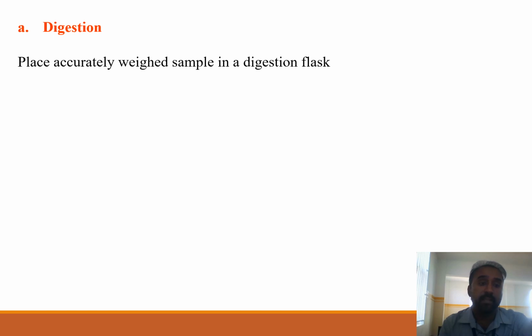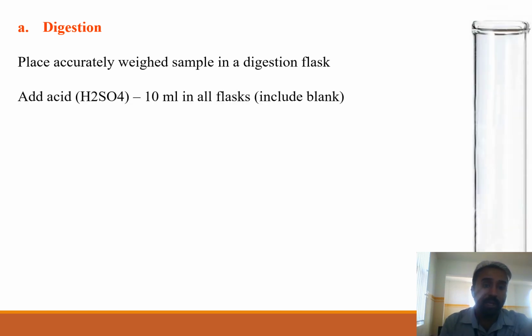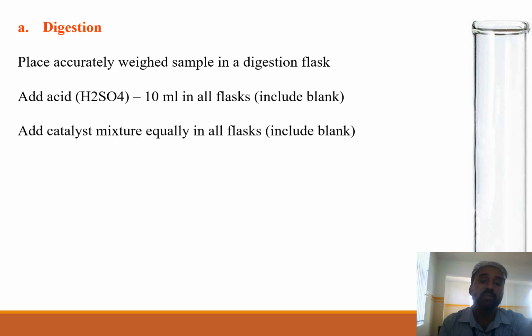So the first step in the Kjeldahl analysis is digestion. Place the accurately weighed sample in a digestion flask. This is the image of the digestion flask. Add acid, that is 10 ml sulfuric acid, in all the flasks, including the blank. Blank means without sample.